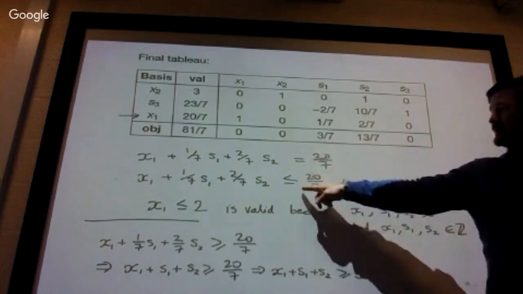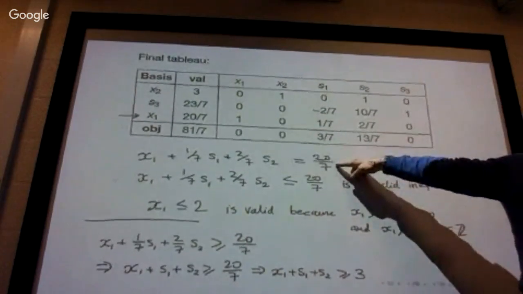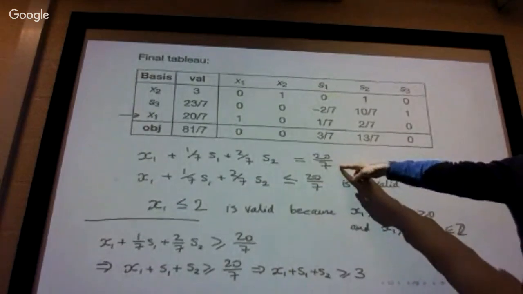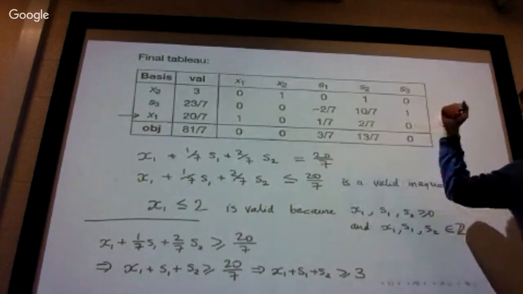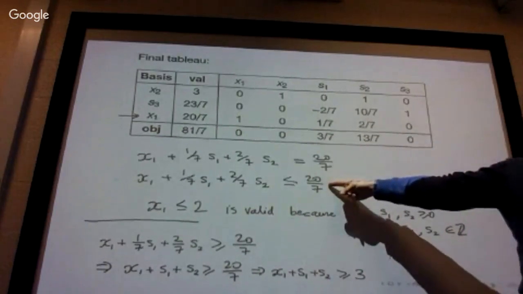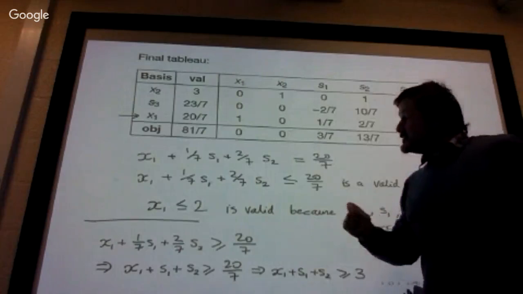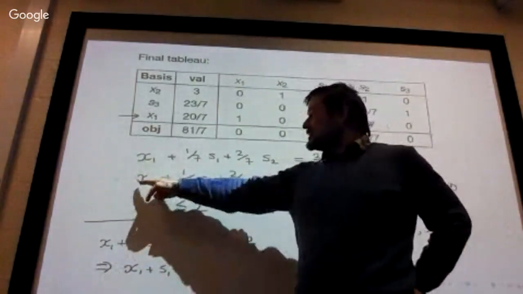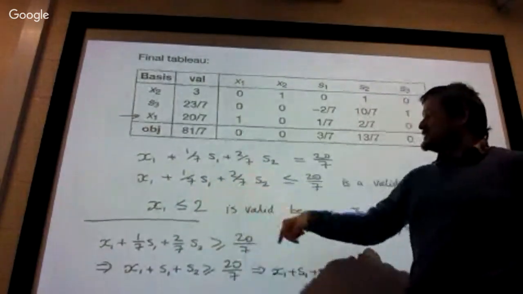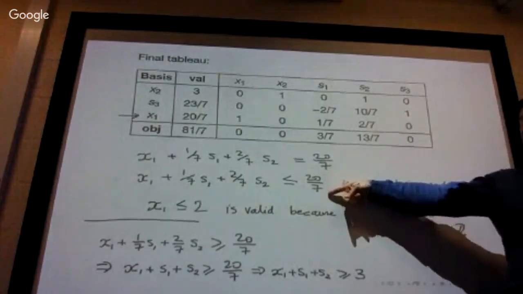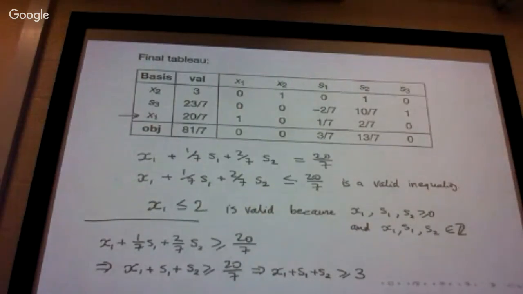rather than going, well, this row in the simplex tableau means this equation is satisfied by all x1, x2, s1, s2. And from this, we think of an inequality like this, and then by our usual trick where we round down all the coefficients, so x1 goes down to 1, 1/7 goes down to 0, and 2/7 goes down to 0, and 20/7 goes down to 2. We have an inequality, which is what we've been doing.